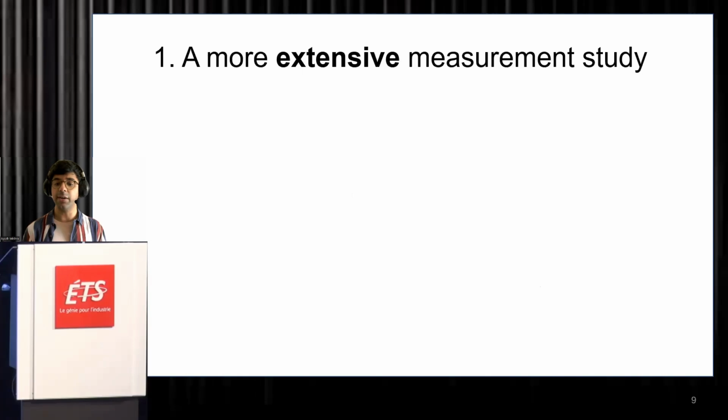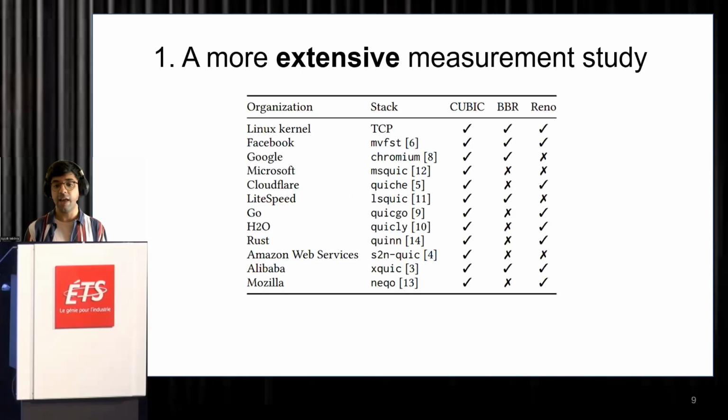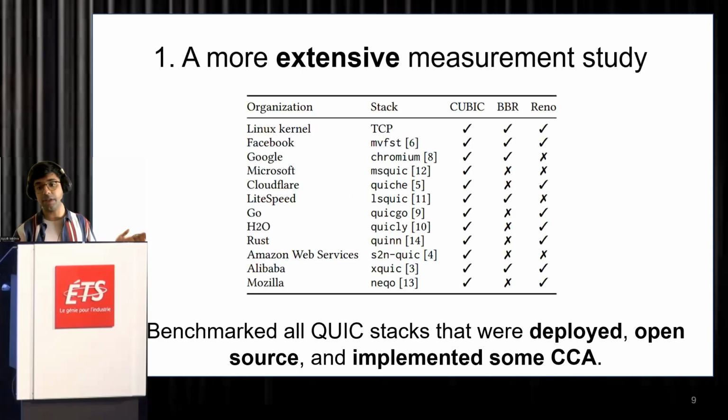With the goal of conducting a more extensive measurement study, we benchmarked all the deployed open source QUIC stacks that implemented some congestion control algorithm. This meant measuring a total of 11 QUIC implementations, up from the 4 stacks we benchmarked last year.